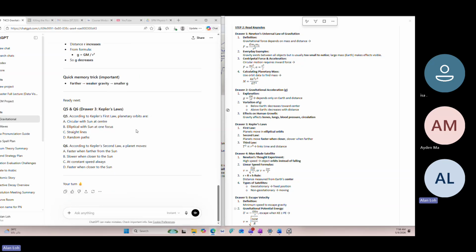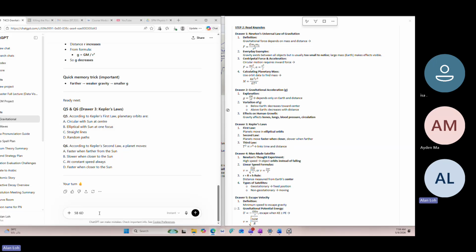Okay. Let's move on to 5. Drawer 3, Kepler's law. Remember the 3 laws, okay? Now, the story is the elliptic running faster near to the sun. According to Kepler's first law, B, right? Okay, that's first law. Excellent. Good. D, what about Aiden?